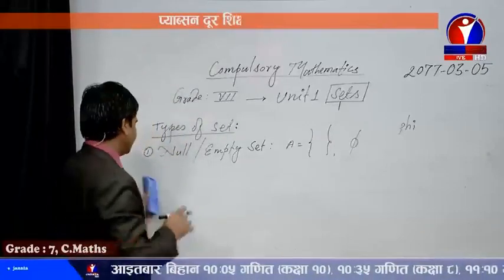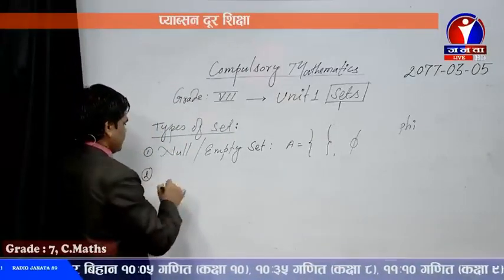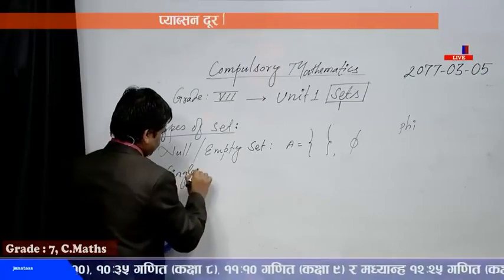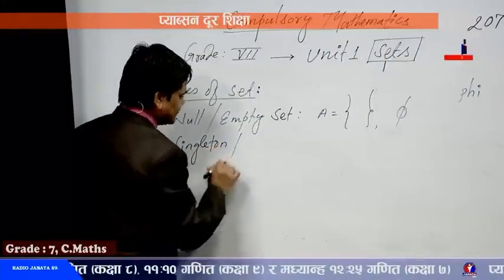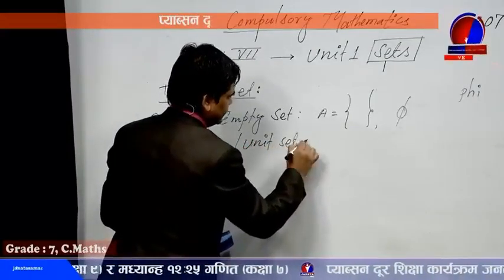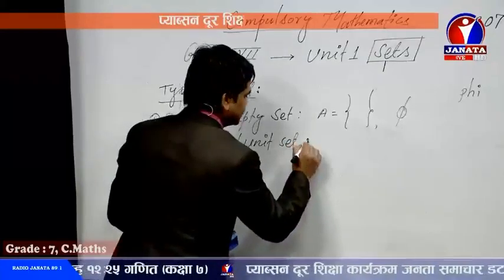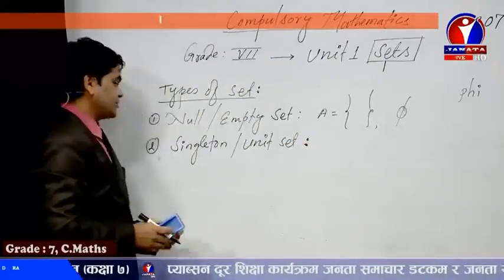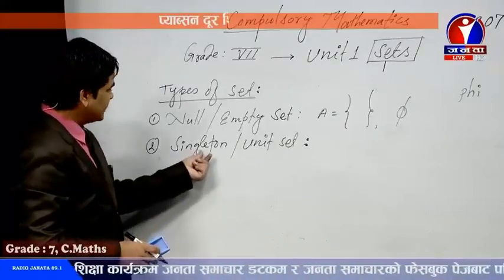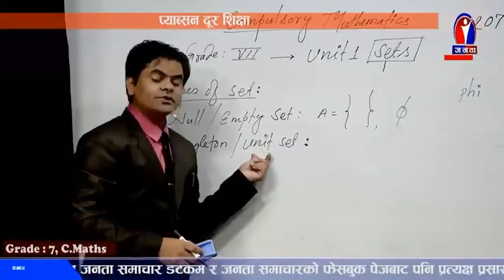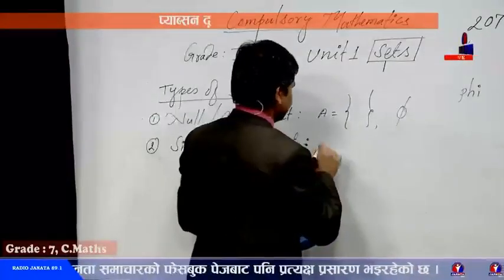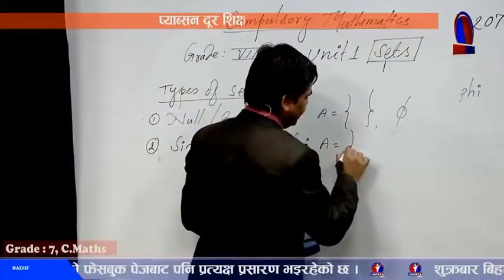Now the second one is singleton. Singleton is also known as unit set. Dear student, singleton means single. Then there is only one element. Unit also refers to single. That's why singleton or unit set refers to that set where there is only one element.